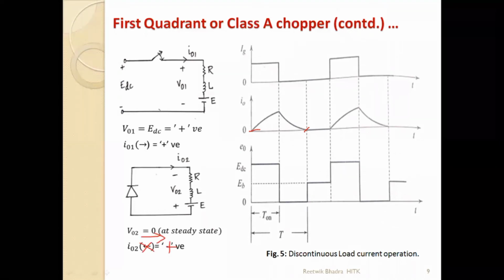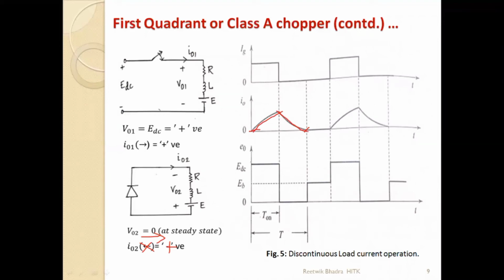Don't go by this. During this positive cycle we have charging, during the negative cycle we have discharging. During the positive cycle we have EDC, during the negative cycle we have 0. Now another small period exists over here. That means I have not given the gate pulse, I have given T off up to this. Now the inductor is completely discharged at this point. So after that my current will be 0 during this period only.